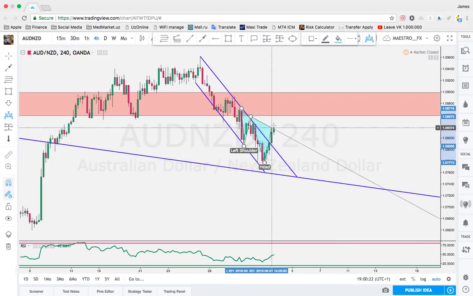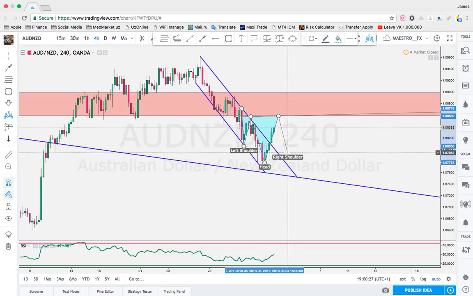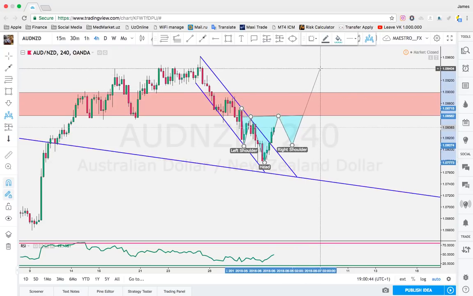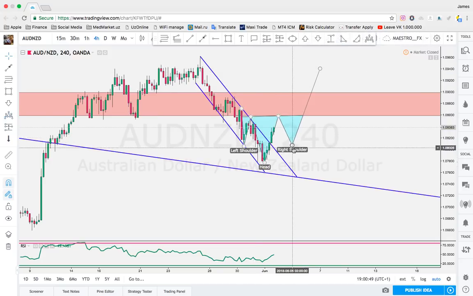This is going to be the head, and after forming the clear neckline, I'm waiting for the price to push down and form the right shoulder. If this is going to happen on the right shoulder, I'm going to buy with clear price action pattern confirmation signals. My stop loss is going to be below the head, and my take profit one is going to be the test of this previous structure. All right, wait for the right shoulder to be formed. If it doesn't form, never ever enter the trade. Never ever buy Aussie NZD. So buy setup on Aussie NZD.